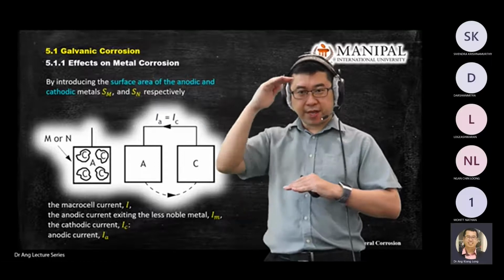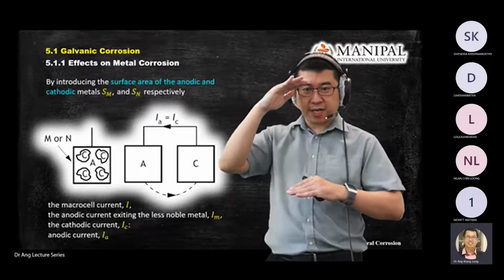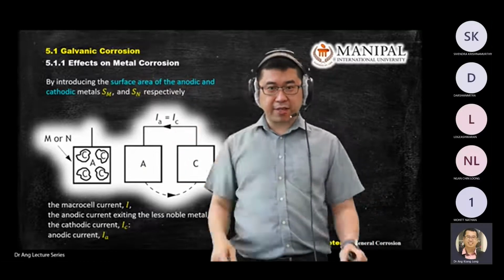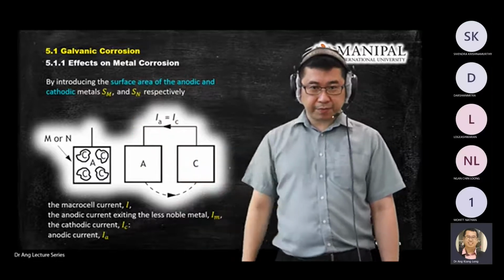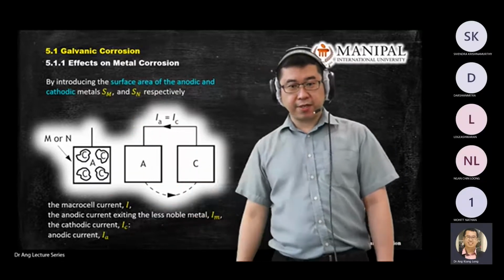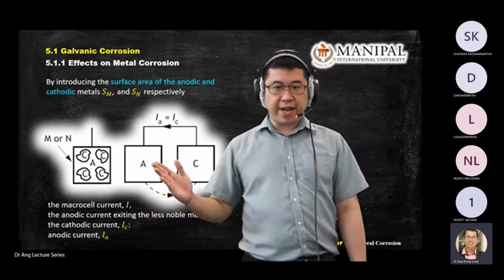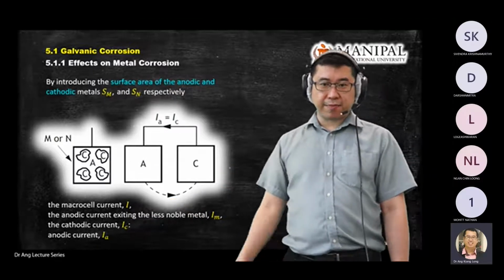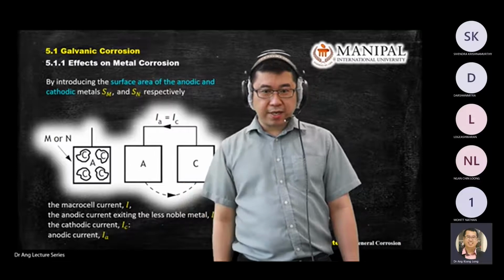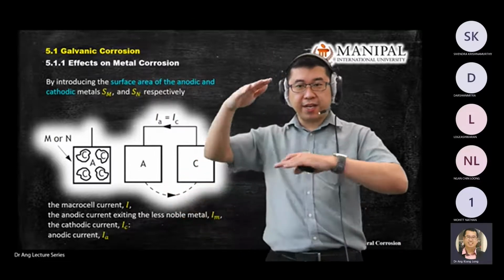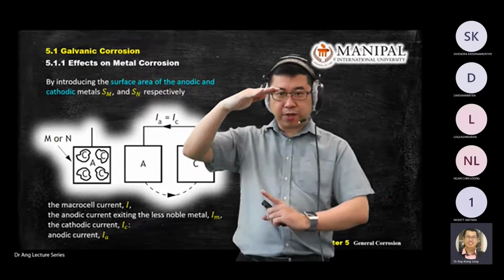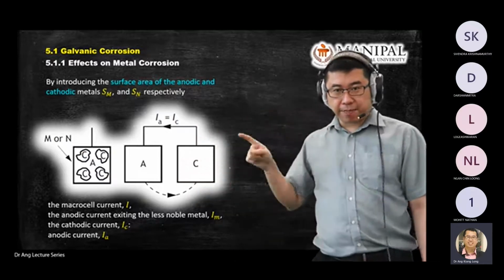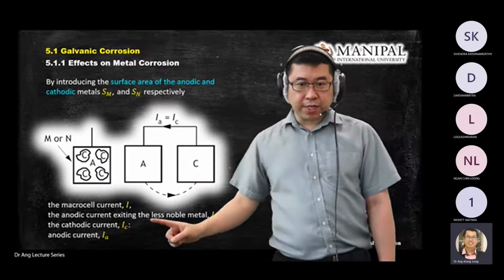Anode, cathode. Now we talk about surface: surface of the anode, surface of the cathode, SM, SN. Then you look at this diagram here. All right, so you have anode, you have cathode. So the current, you look at the direction. We know that the anode will give electron to the cathode.